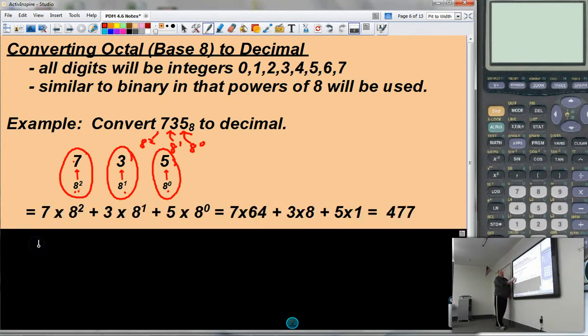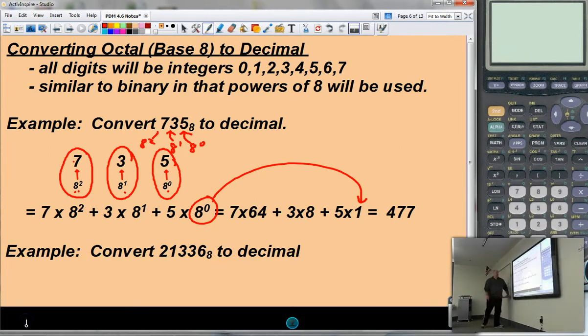So I'd have 7 times 8 squared plus 3 times 8 to the first plus 5 times 8 to the 0. So 7 times 64 plus 3 times 8. Remember, anything to the 0 is 1. So I get 7 times 64 plus 3 times 8 plus 5 times 1 equals 477. The nice thing with octal is that powers of 8 get larger faster than powers of 2, so you usually don't have as many digits in your answer.